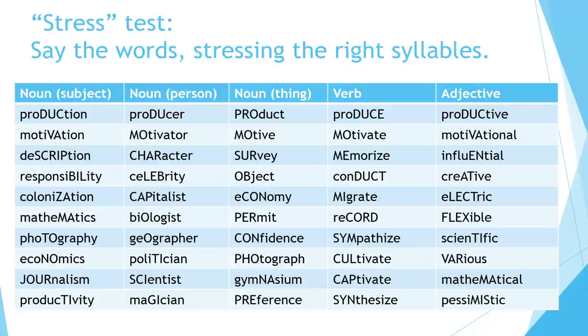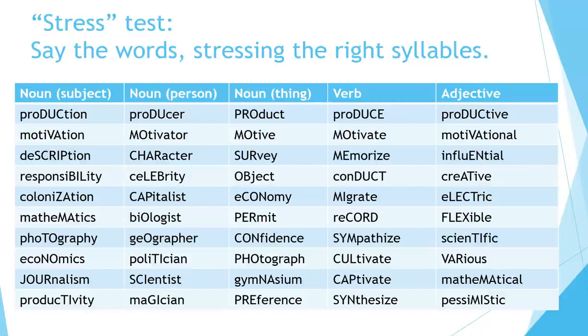Okay, I'm going to read these for pronunciation. I'm going to read the first two rows across, and then I'll read them all going down vertically because they're just randomly organized after that. Okay, first two rows. Noun, subject, noun, person, noun, thing, verb, and adjective. Production, producer, product, produce, productive. Motivation, motivator, motive, motivate, motivational.